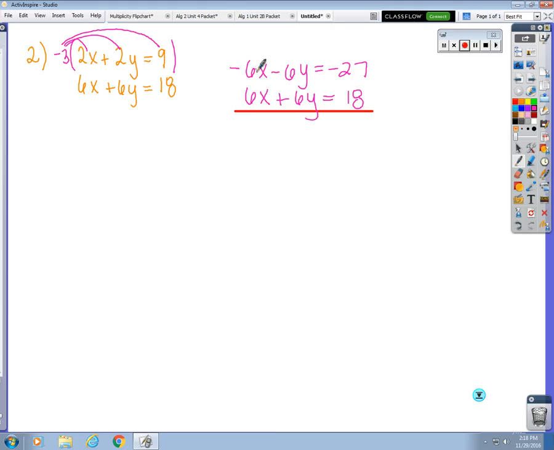Okay, now we see that our x's both have a 6, and one's negative, one's positive. So we are ready to start adding the equations together. But look what happens when you do that. Negative 6x plus 6x is 0x, but so is negative 6y plus 6y. Everything on this side of the equation cancels out, so therefore it's no solution.